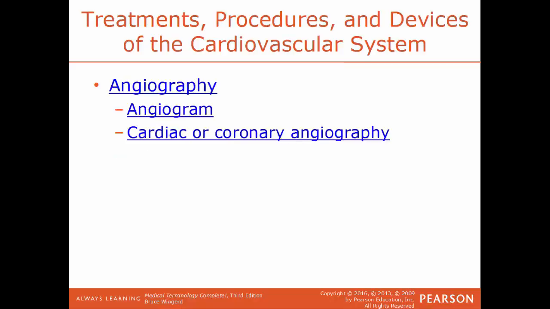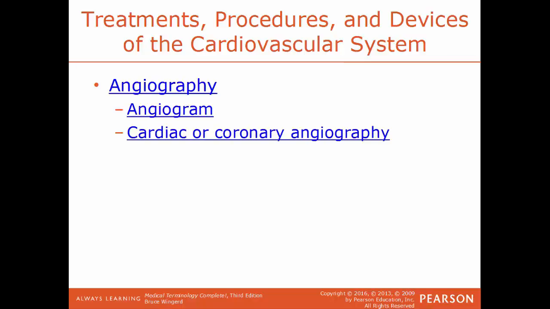All right, now we'll talk about some specific treatments, procedures, and devices of the cardiovascular system. So our first term here, angiography. This is an exam of blood vessels or lymphatic vessels that is performed by an X-ray after you introduce a type of injectable dye into them. So the process is the actual examination of these vessels. And the results that you would get from that exam would be an angiogram.